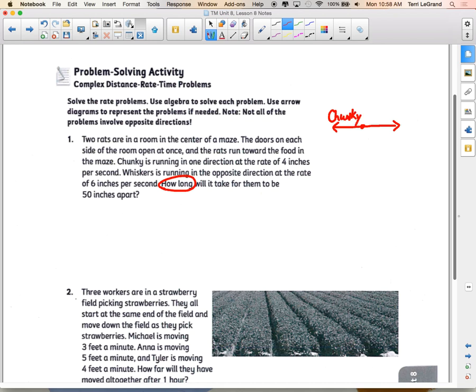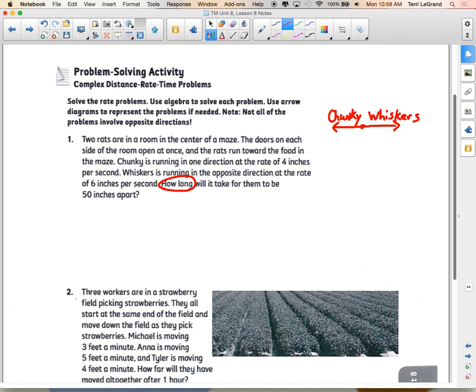And the other one's name is what? Whiskers. Oh, nice name. Okay. So Chunky and Whiskers are starting at the same place. They're heading in opposite directions, seeing who can get to the food.